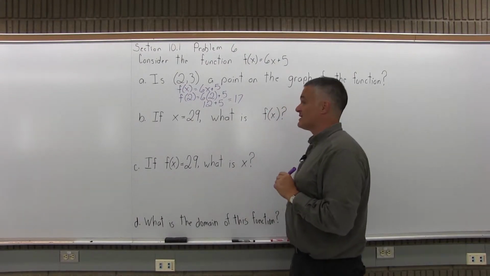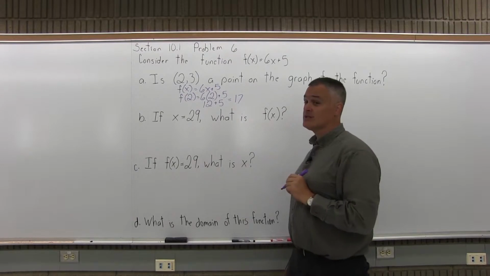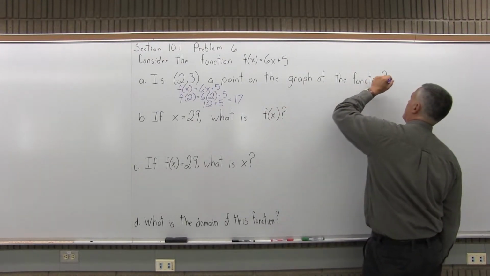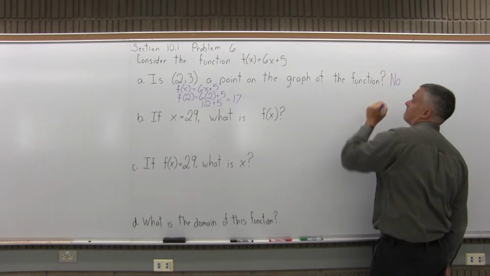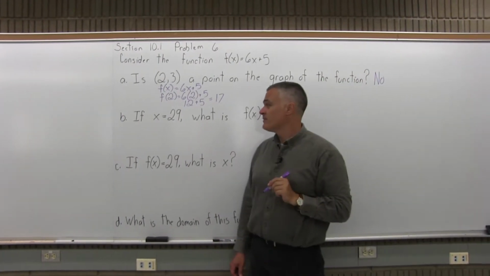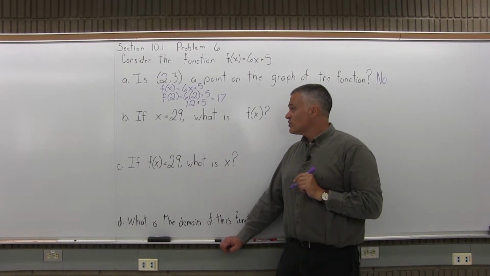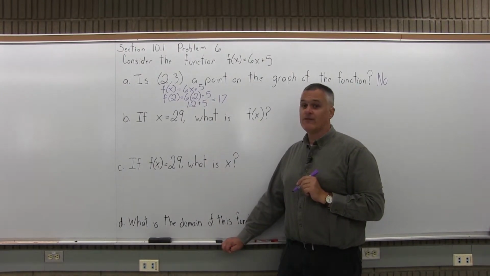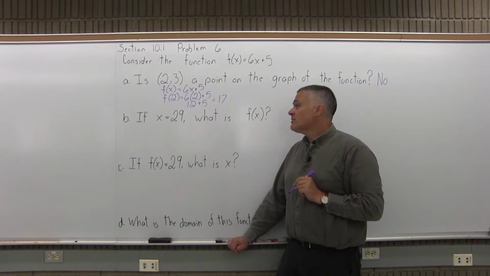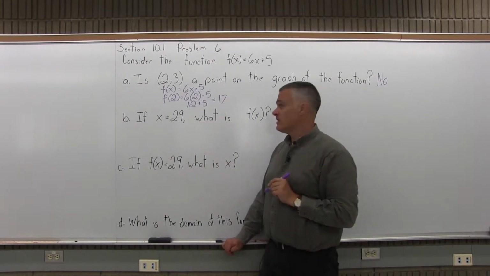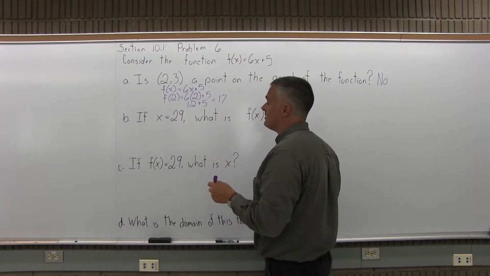But part A asks, is the point (2, 3) a point on the graph? And the answer is no, because if you put in a 2, you do not get out a 3. So the answer to part A is no. (2, 3) is not a point on the graph. Part B says, if x equals 29, what is f of x? So essentially, part B is asking you, if you put in a 29, what do you get as an output? If you use 29 as an input, what do you get as an output?